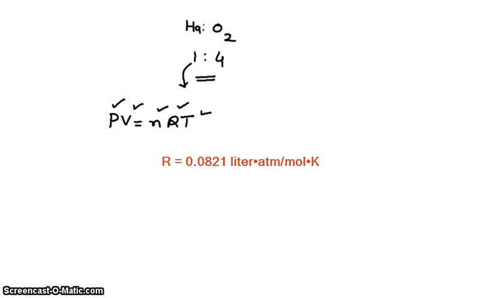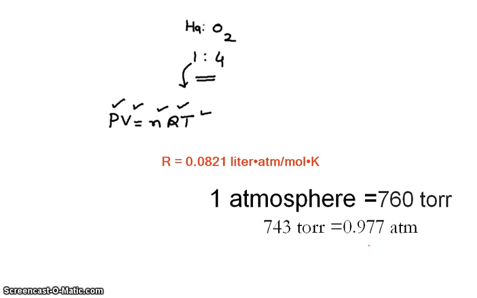So we shall convert these units. First, we have been given the pressure in torr. Converting torr to atmosphere, we get 743 torr is equal to 0.977 atmosphere.